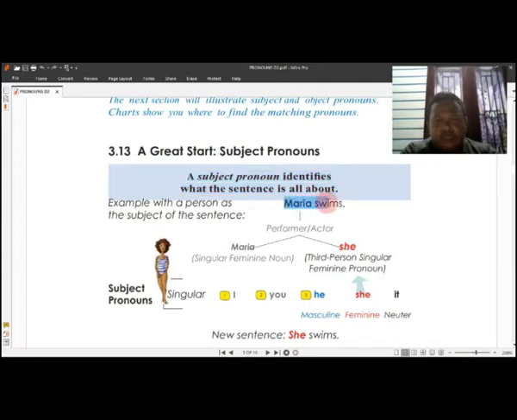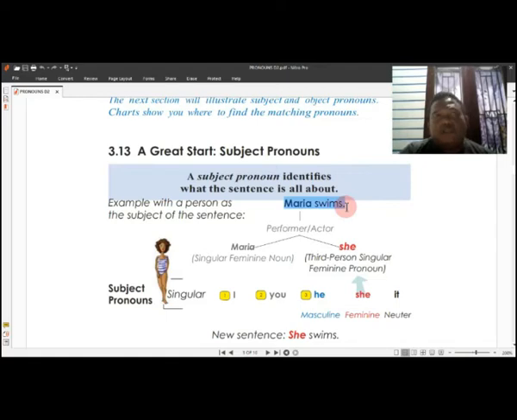in this sentence, Maria swims. Yeah, Maria swims. So in this sentence we can identify the noun as Maria, and then we have a verb there which is swims. So Maria performs the action, and the sentence is all about Maria. So we can change Maria into the subject pronoun and it becomes she. Okay. What about if the subject is Albert? Then the subject pronoun becomes he.